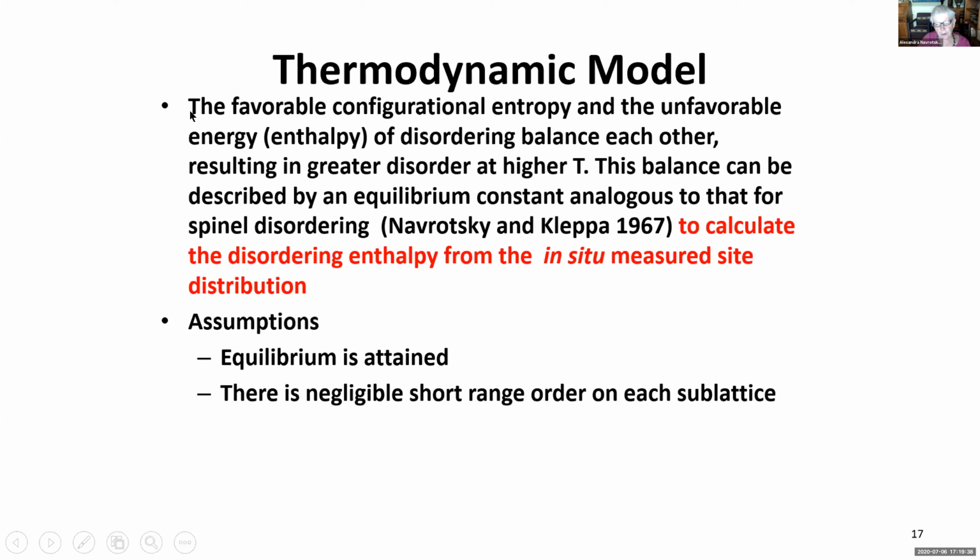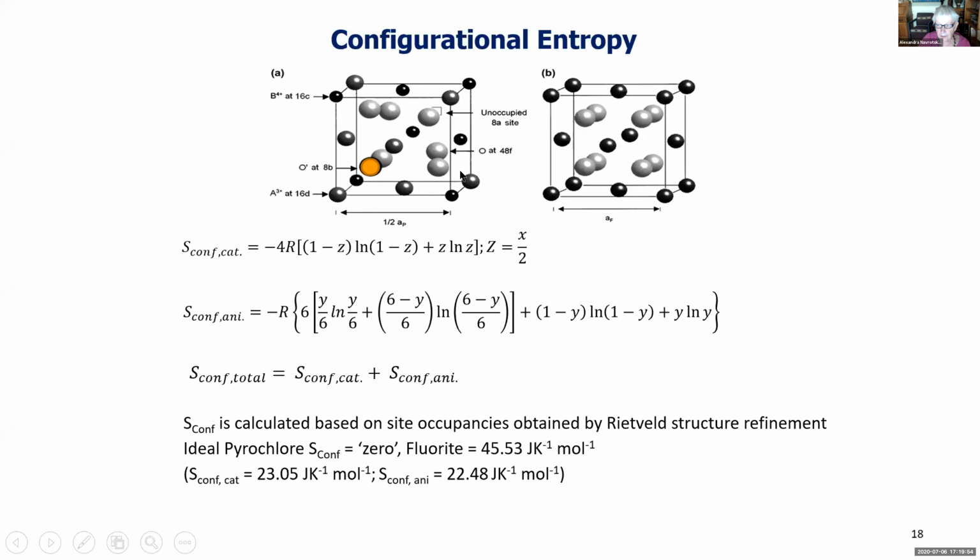This is the simplest possible model. It says that on the cation sublattice, the degree of disorder is determined from the site distribution. We assume the cations are at random. Similarly, on the anion lattice. And we then calculate a configurational entropy.